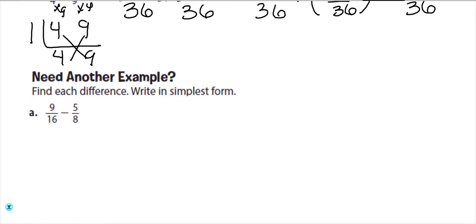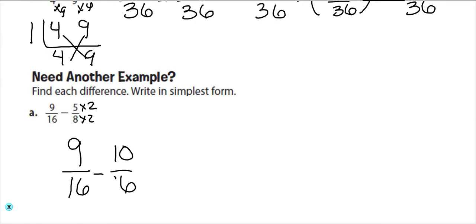Okay, let's take a look at this one here. So for this one, we have 9/16 minus 5/8. So can I change the 8 into a 16? Yes, I can. This one was an easy one. So I just got to multiply by 2. Oh, I spoke too soon, but 9/16 minus and then 10/16.